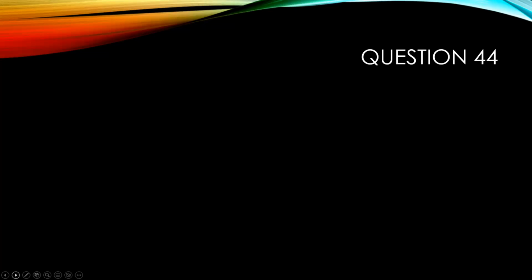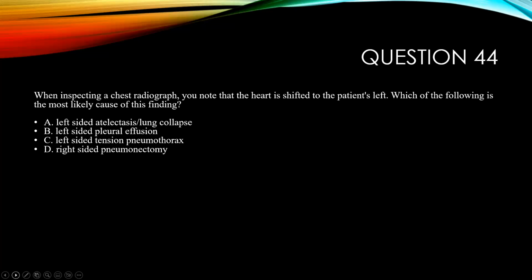Question 44. When inspecting a chest radiograph, you note that the heart is shifted to the patient's left. Which of the following is the most likely cause of this finding? A, left-sided atelectasis or lung collapse. B, left-sided pleural effusion. C, left-sided tension pneumothorax. And D, right-sided pneumonectomy. Correct answer is A, left-sided atelectasis or lung collapse.